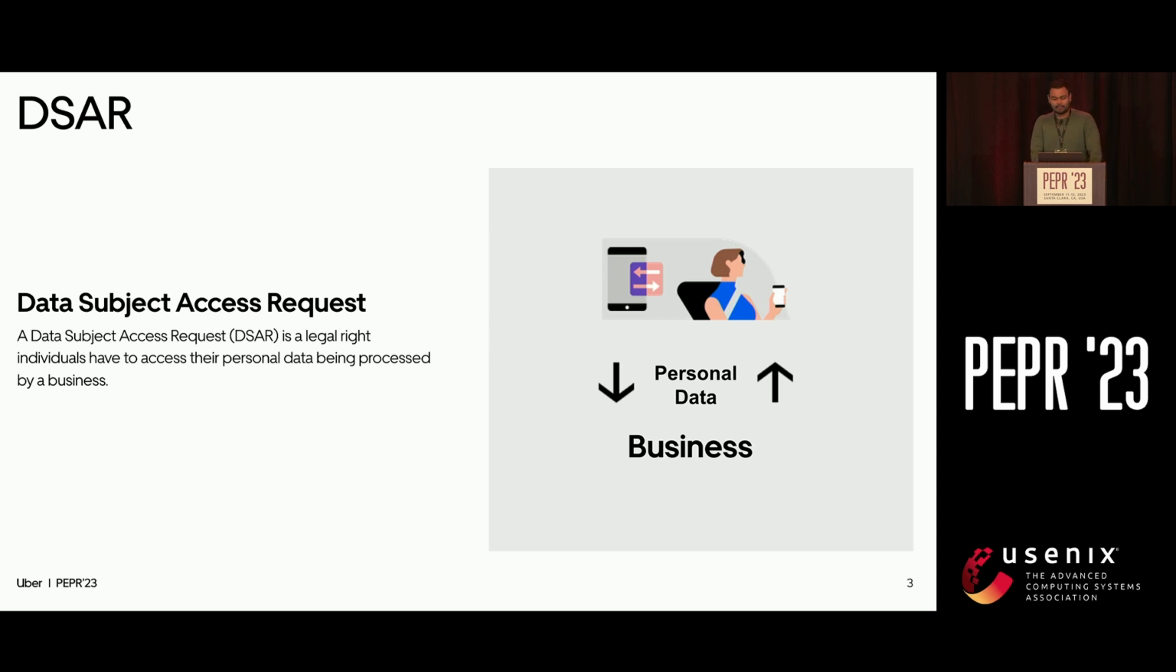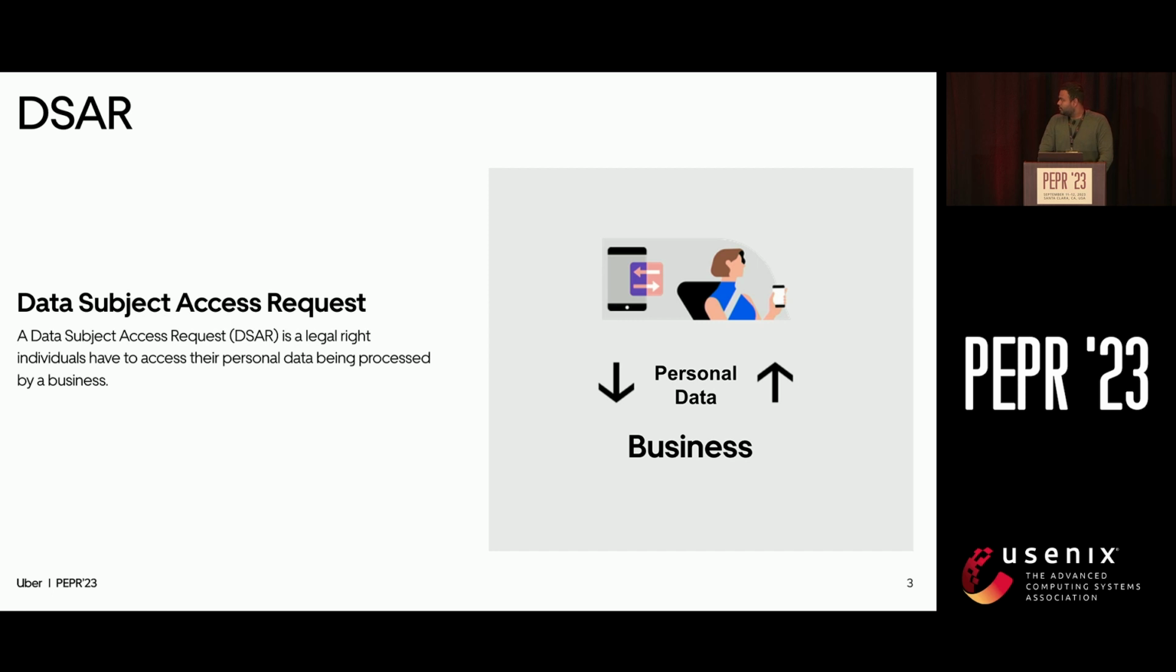So what's a DSAR? A data subject access request, or in short DSAR, is a legal right individuals have to access their personal data being processed by business. For example, a user can approach Uber and request data such as trip information or order details. They will reach out to us with their request, and at the end of the process, receive a compressed file with a copy of the requested data.